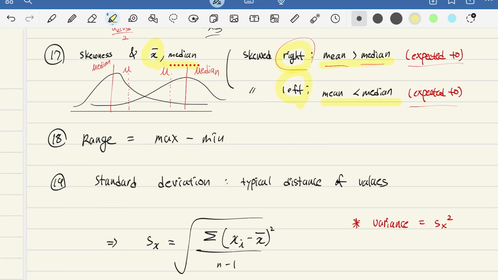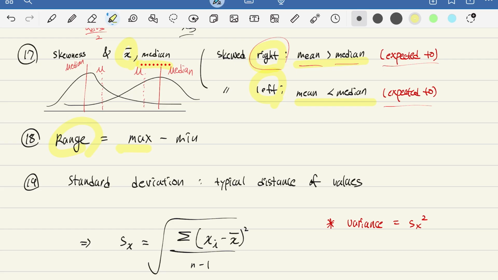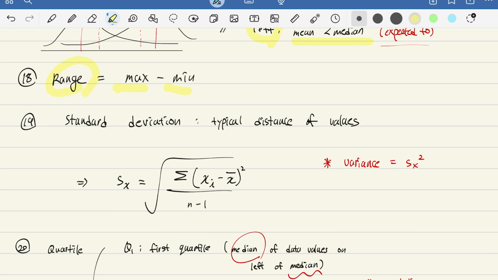The next vocab would be the range. Range is simply the maximum value minus the minimum value. If you have data on, say, the height of United States men, and the minimum is 125 and the maximum is 200, then the range is 200 minus 125.